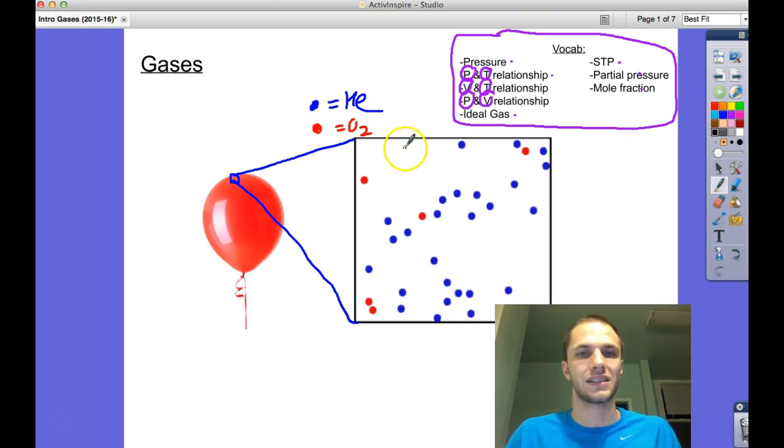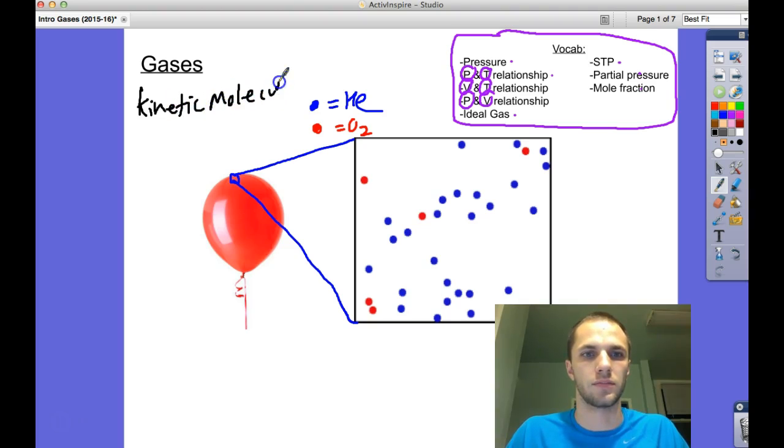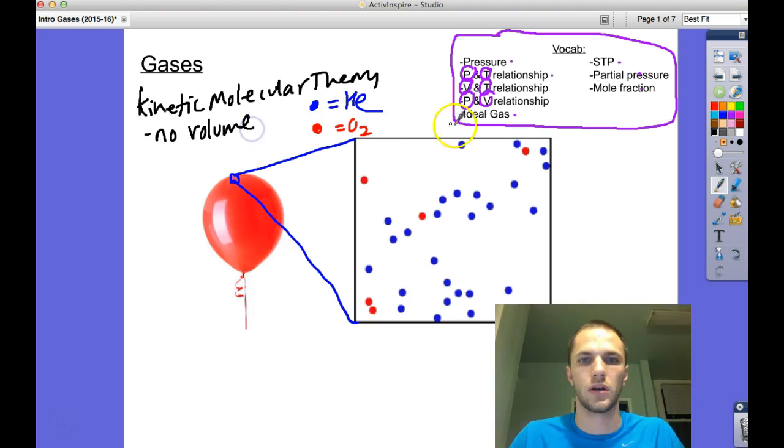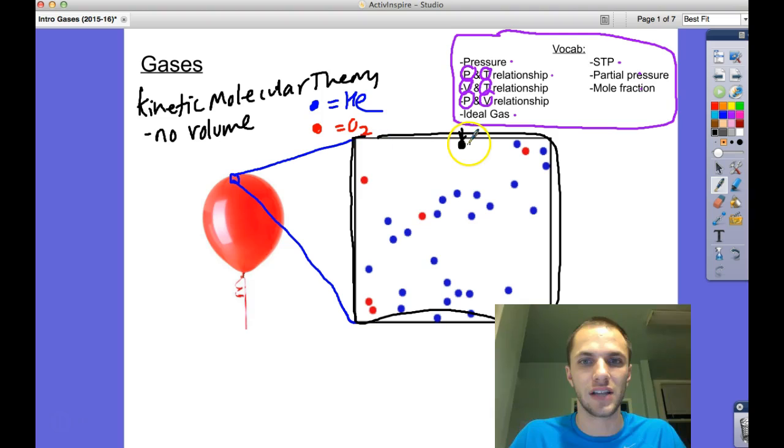We know the molecules of a gas are moving in a very specific way. The theory that describes their movement is called kinetic molecular theory, and it tells us a few things about gases. Number one, the molecules themselves have no volume. This blue dot, technically it takes up some space, as we can see. But what we're going to assume is the amount of space it takes up is so small compared to the whole space that it essentially has no volume. So molecules have no volume.